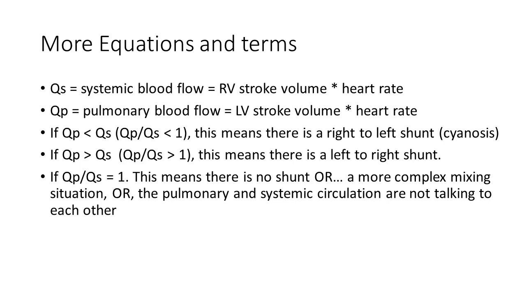Or you can have funny things going on if you have complex mixing lesions. Or the other case, you can have QP-QS equal 1, or who knows where they're at, if you have the pulmonic and systemic circulation not talking to one another. In other words, they're going in parallel and not in series. And think of what lesion could that occur in? Transposition. It's going to be a later lecture.